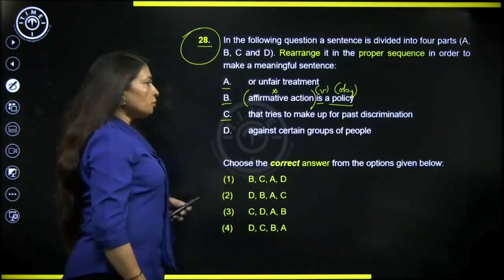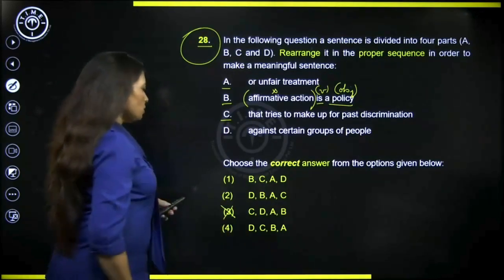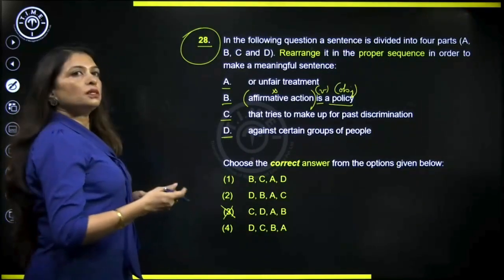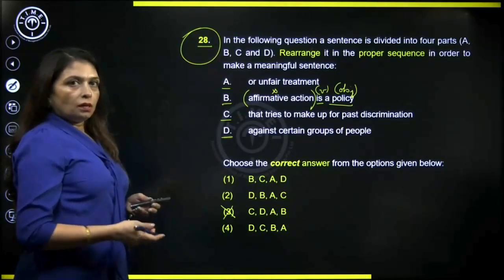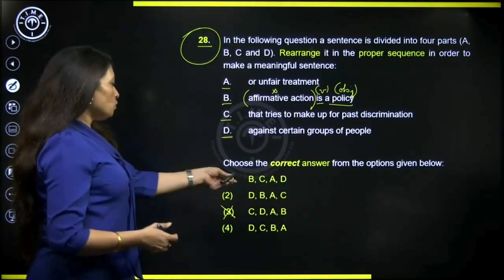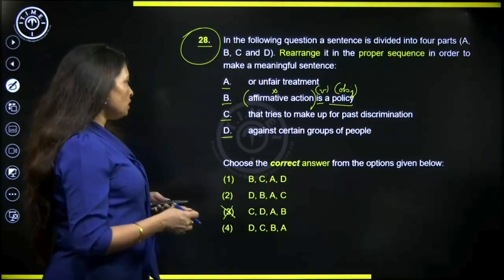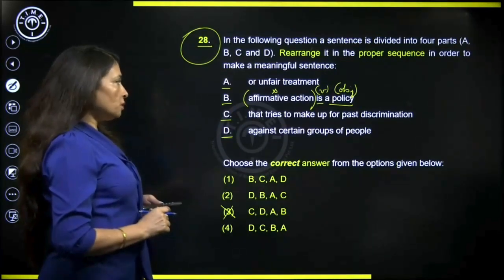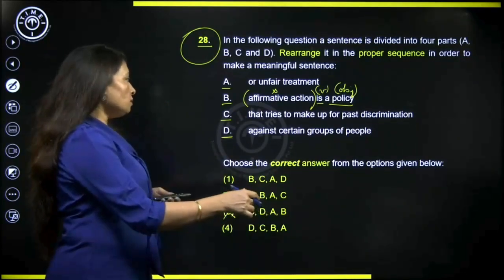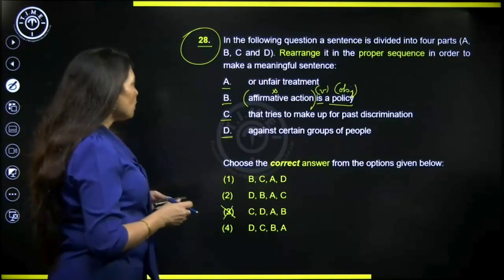C. That tries to make up. Now, that is what? It's a relative pronoun. So, we cannot go with any choice which begins with C. D. Against certain groups of people. Now, against certain groups of people otherwise may be good to start a sentence, but we have to look at what comes later. So, let's look at B for choice 1 which begins with B first. So, affirmative action is a policy that tries to make up for past discrimination. Well, that which points to policy and tells us that the policy tries to make up for past discrimination does seem meaningful. Or unfair treatment.